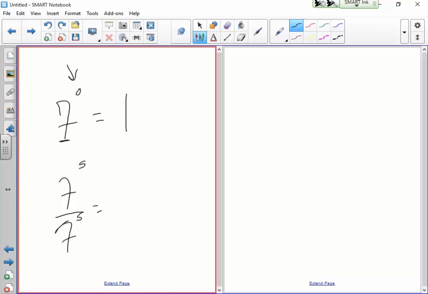Well, in this case, if I wrote it as 7 to the 5th minus 5th, you would end up with 7 to the 0. And we had already stated that this is 1. Well, 7 to the 0 is equal to 1. Is this all right? Okay.